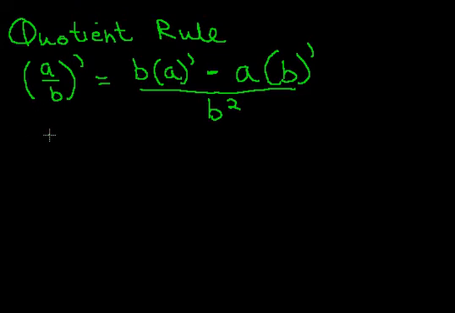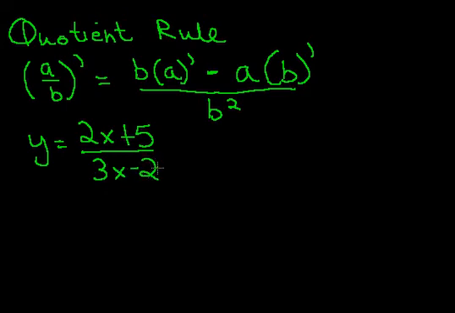So let's do a problem using that. Let's say we had y equals 2x plus 5 over 3x minus 2. What I like to do first is just write down A, B, A prime, B prime, and then B squared. Because if you have everything written down, then you can just plug it into this form, and you'll get your answer by doing that.